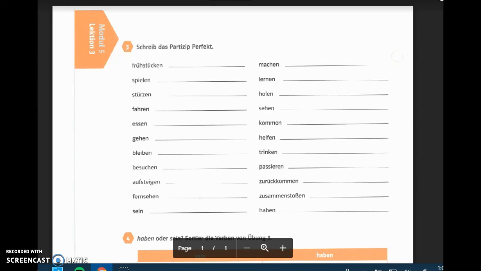Right, so we are working with Module 5, Lektion 3, Wir Neu 2 worksheet. And it's asking us what the past participle form of each of these present tense verbs is. So let's go ahead and get started. First one is frühstücken. Well, frühstücken changes to hat gefrühstückt.